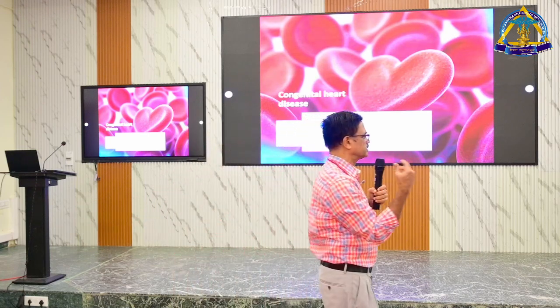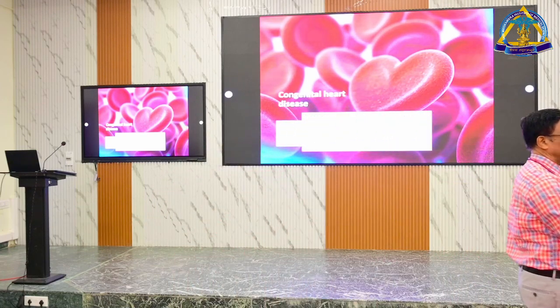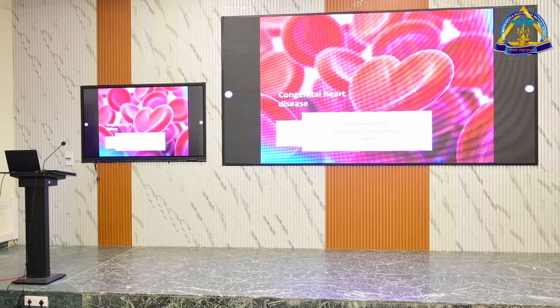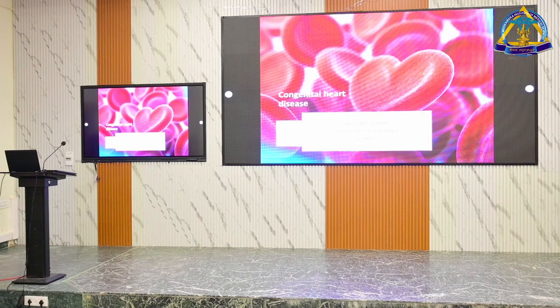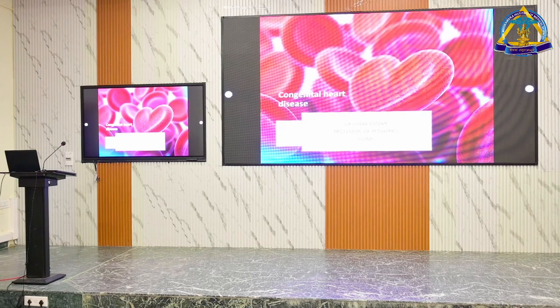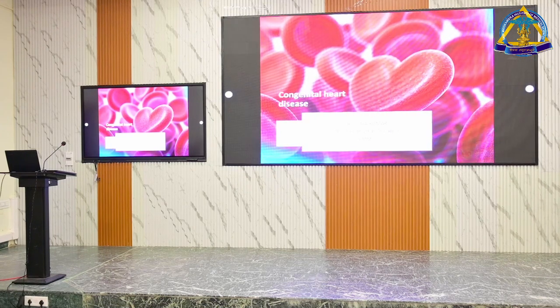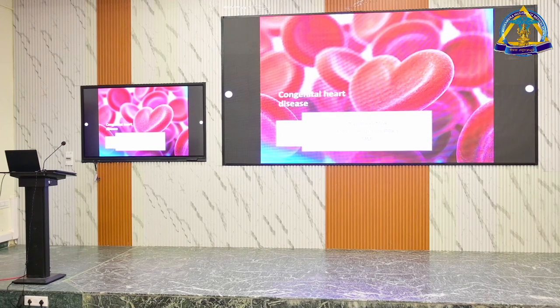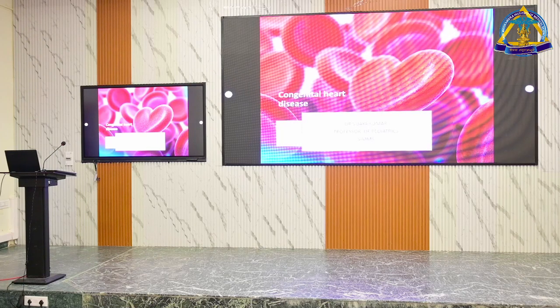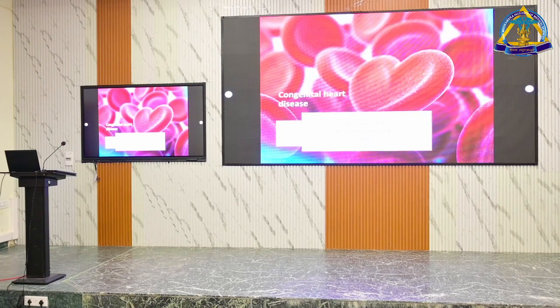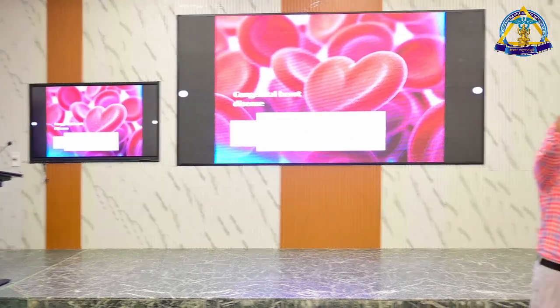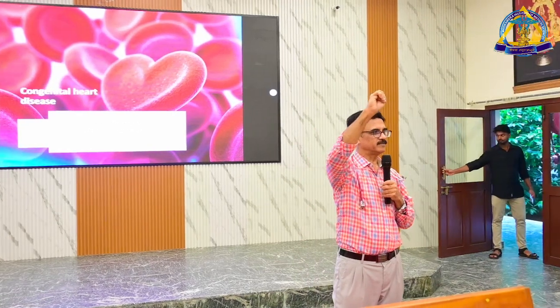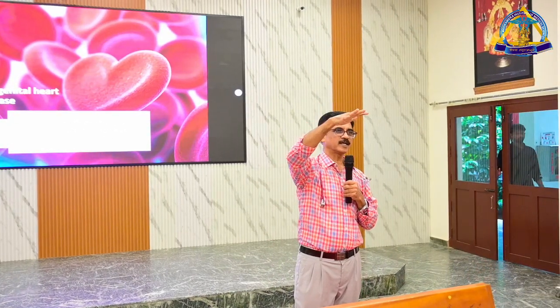Acyanotic congenital heart disease, you will have major groups. What are the major groups of acyanotic congenital heart disease? VSD, coarctation of aorta, pulmonary stenosis, all these things, mitral regurgitation. So all these things are congenital heart disease.